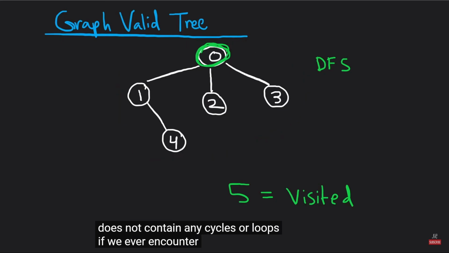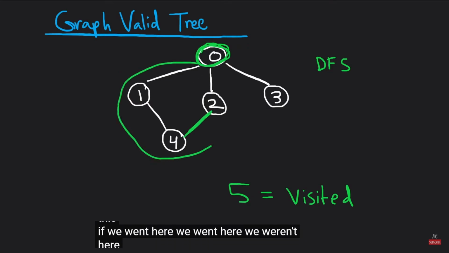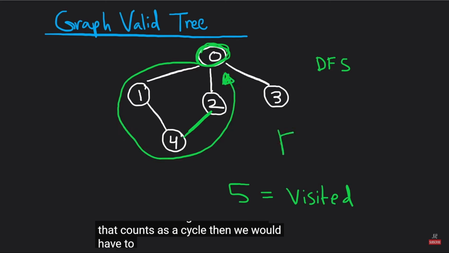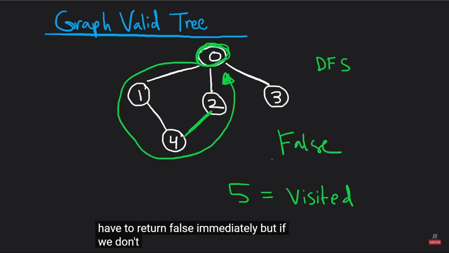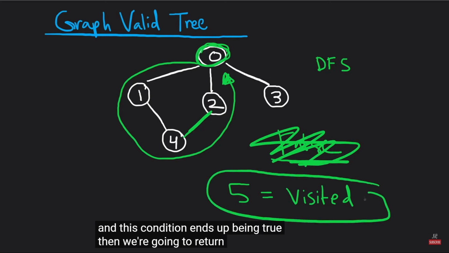If we ever encounter a cycle, like for example, we have an edge like this, if we went here, we went here, we went here, and then we got back to 0, that counts as a cycle, then we would have to return false immediately. But if we don't reach a cycle and this condition ends up being true, then we're going to return true.